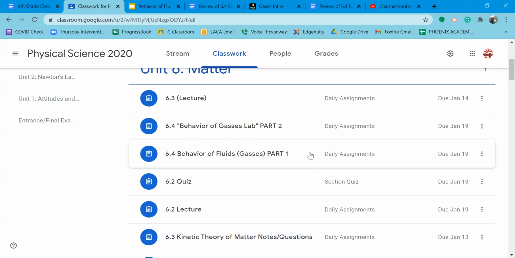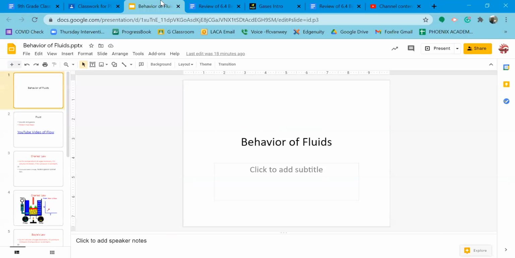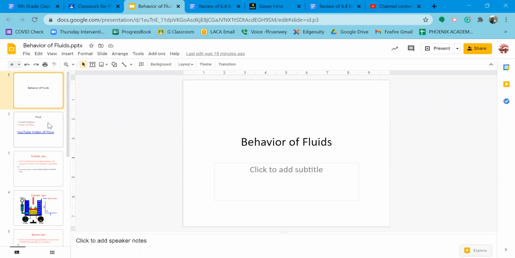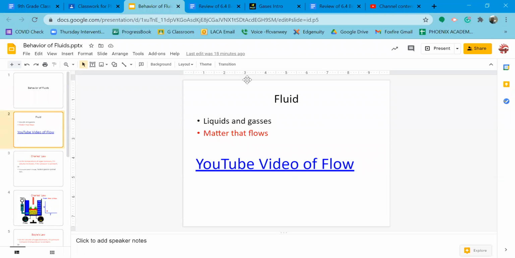Okay, so for 6.4 part 1, we used the behavior of fluids slides that I made for you. The first question is, what is a fluid? So to answer that, we see a definition here. It's matter that flows.